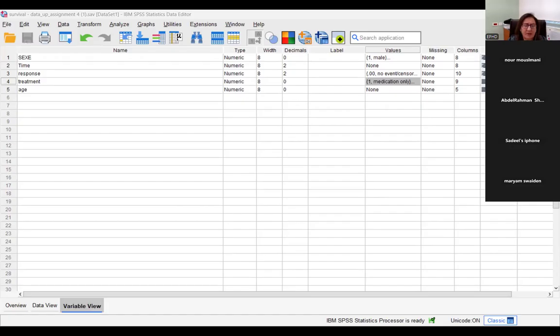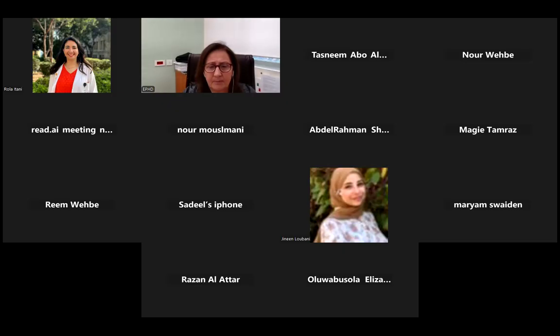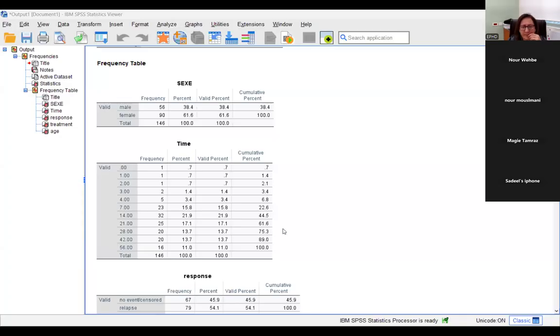So I have 38% males. I have times. Doctor, can you share the output? Sorry, we're not seeing it. Okay. All right. So this is the output. Yes. Because gender is a different tab, doctor, you have to share every time you change tabs.